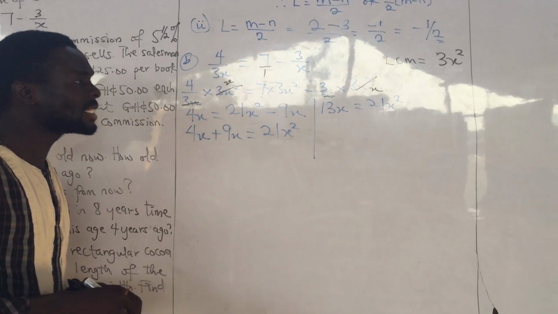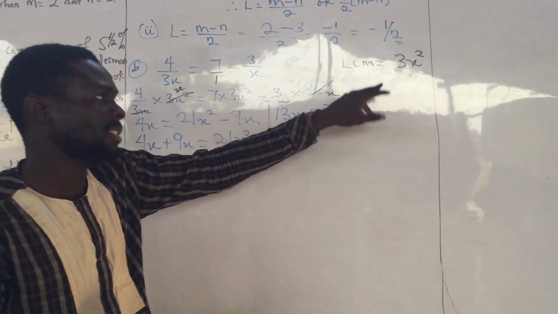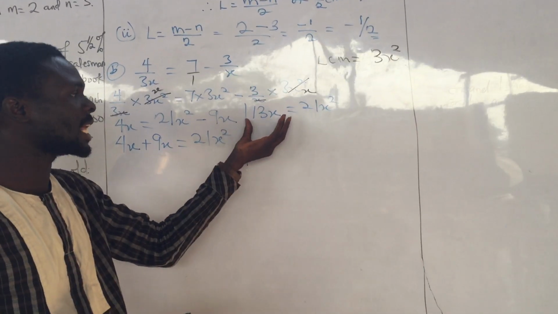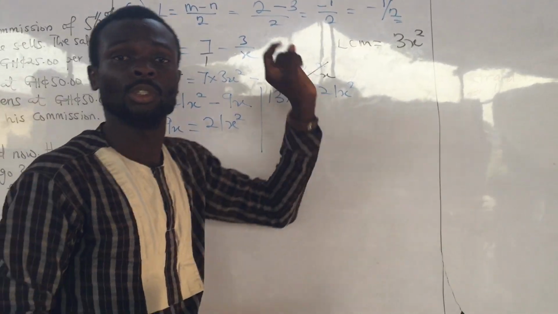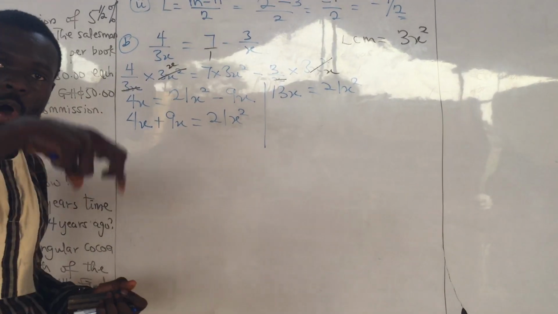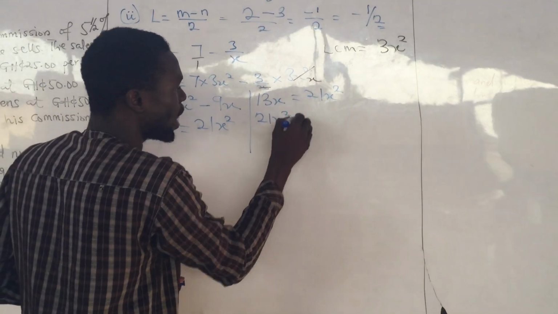Again, now you can see that x are at both sides, but one of the x here is squared. So let's take the 13x to the other side and equate everything to 0 so that we can solve for x. So I'm going to get 21x squared.